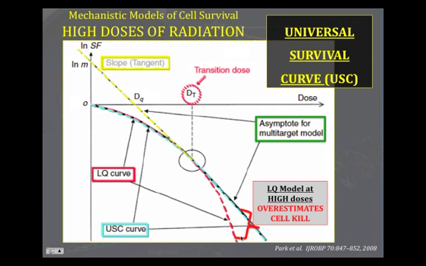And here's just the representation of what I said. So the linear quadratic model, because of this downward bending of the curve, actually tends to overestimate the cell killing from high radiation doses. So keep that in mind. This is only in regards to the cell survival mechanism. At low doses, that's the only mechanism that's occurring.